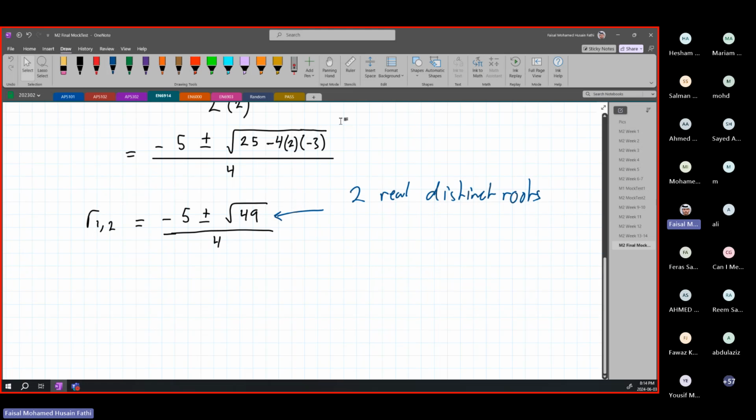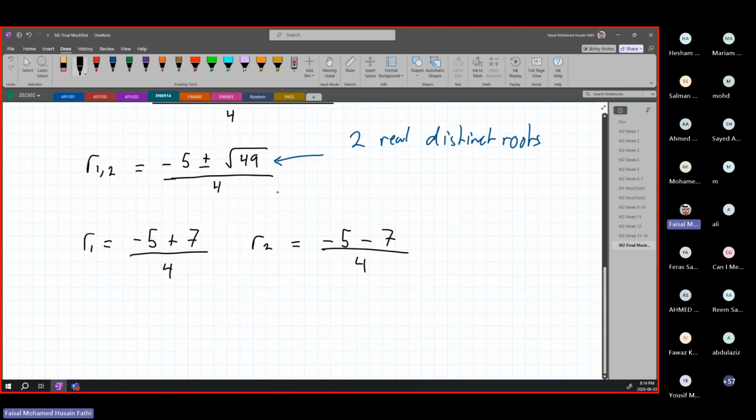All right. So that's the case that we will be dealing with, where we're going to have two real distinct roots. So R1 is going to be equal to minus 5 plus the square root of 49, which is 7, divided by 4, and R2 is going to be equal to minus 5 minus 7 over 4. All right, so R1 is going to be equal to 7 minus 5 divided by 4. Wait, is that right? 7 minus 5 divided by 4, that's half. Yeah, 1 over 2, 0.5. And R2 is equal to minus 5 minus 7 divided by 4. This is going to be negative 3. So these are our distinct roots.